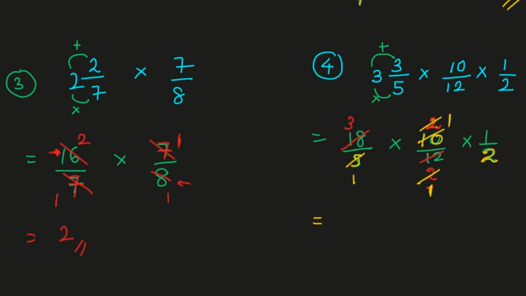Now, there's nothing else, no more simplifications you can do. So let's do the calculation. 3 into 1 into 1, the answer is 3. Then 1 into 1 into 2, the answer is 2. So the final answer will be 3 upon 2. Okay, you got the point. So I hope by now this section is clear.